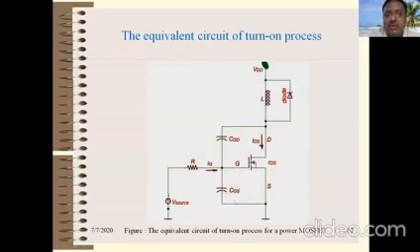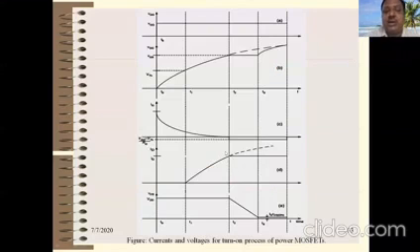Till the charging time, whatever charging time of this capacitor, that will affect the turn on time of your MOSFET. Similarly, CGD also affects the turn on time of your MOSFET. Right? So turn on time is affected by these two capacitances. See, this is basically a switching characteristics curve.